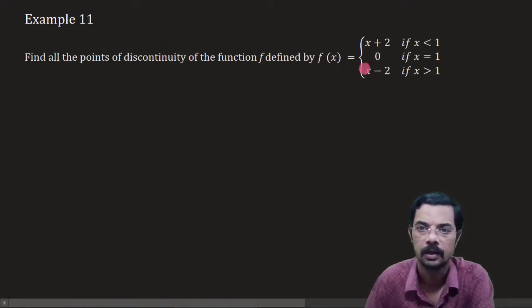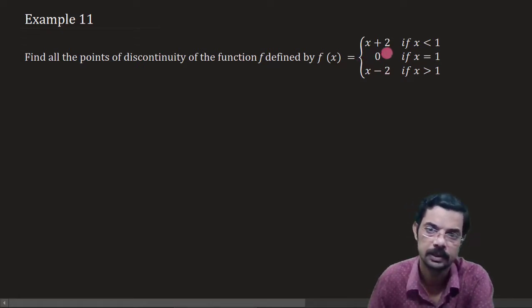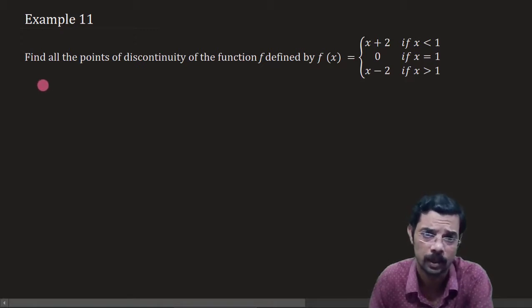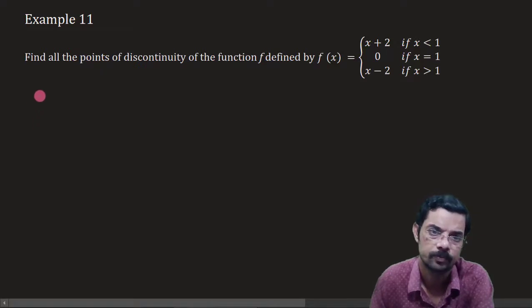Here again the function f(x) is defined as x plus 2 where x is less than 1, f(x) equal to 0 when x equal to 1, and x minus 2 if x is greater than 1. So in this case also we can see that the function gets split at x equal to 1. 1 is the point where it gets split into many parts. So let us check for continuity at x equal to 1.